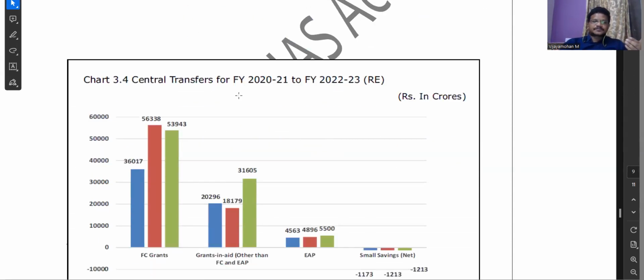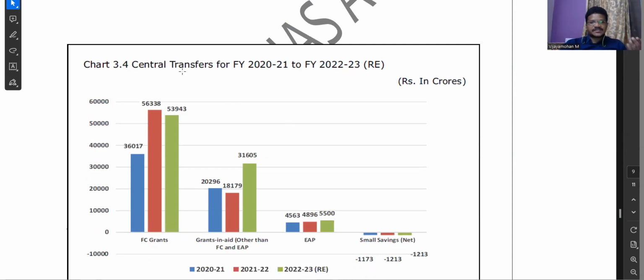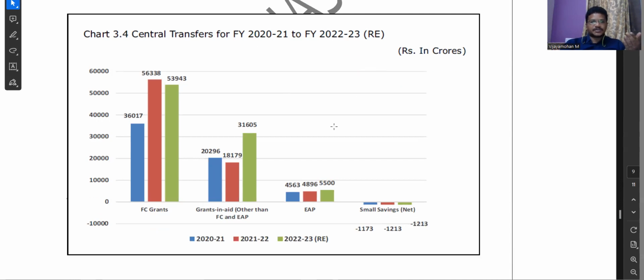Right? Now, one more chart which I have taken from the AP socio-economic survey: central transfers for the financial year 2021 to 2023.